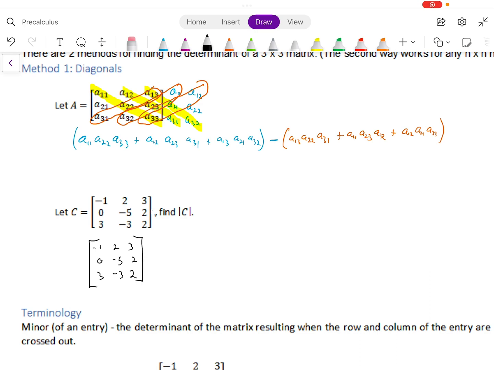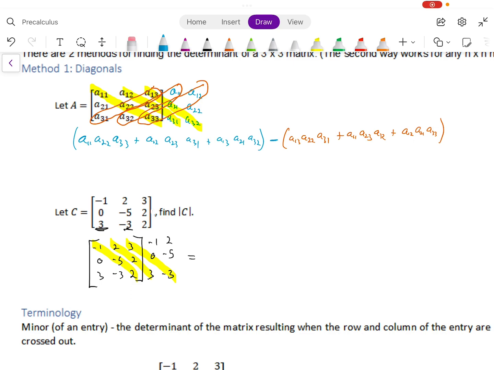We are going to rewrite our first two columns, so this one and this one. Be careful to copy them correctly. And now we're just going to do our multiplications. So we'll come down and do these three products.